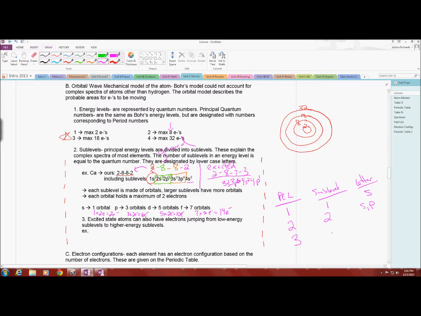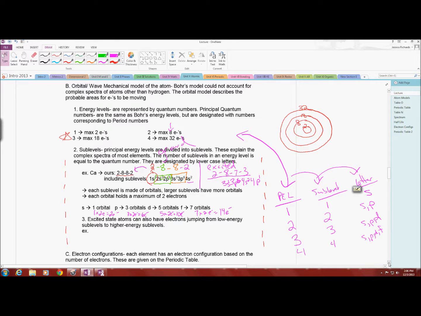The third principal energy level would, of course, have 3 sublevels, S, P, and D. So 2 and 6 and 10 gives us a total of 18. And then, of course, fourth has 4 sublevels, S, P, D, and F, which gives us our maximum of 32. So that's where these maximum numbers came from. For any of you who care where these maximum numbers came from, it's because of the number of sublevels, which tells us the number of orbitals and therefore the total number of electrons you can have.